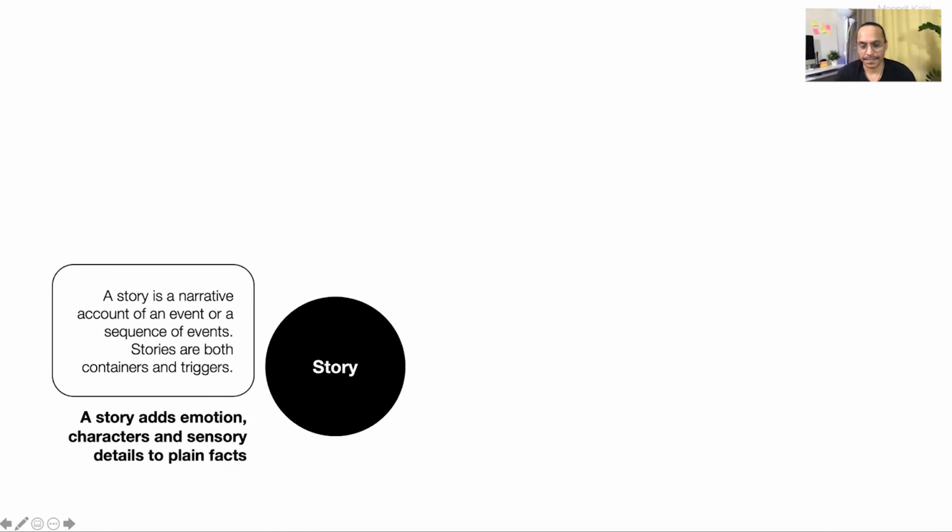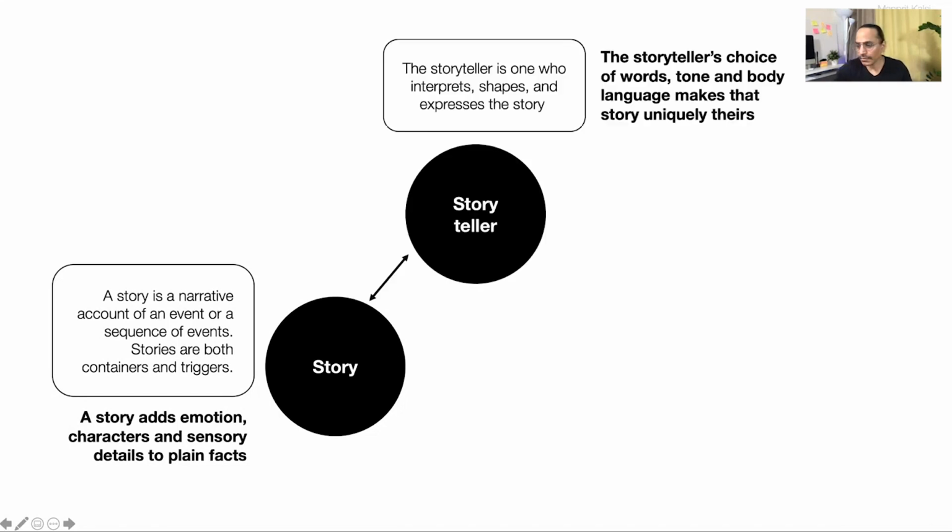So now let's understand this. What is a story? A story is a narrative account of an event or a sequence of events. Stories are both containers and triggers. This is the important topic that the storyteller talks about, the narration of the different events that happen. A story adds emotion, characters, and sensory details to plain facts. Events could be simple, but when the story is told, the storyteller adds his emotions, tries to develop the characters, and adds additional details so that the story becomes powerful. So that is the story.